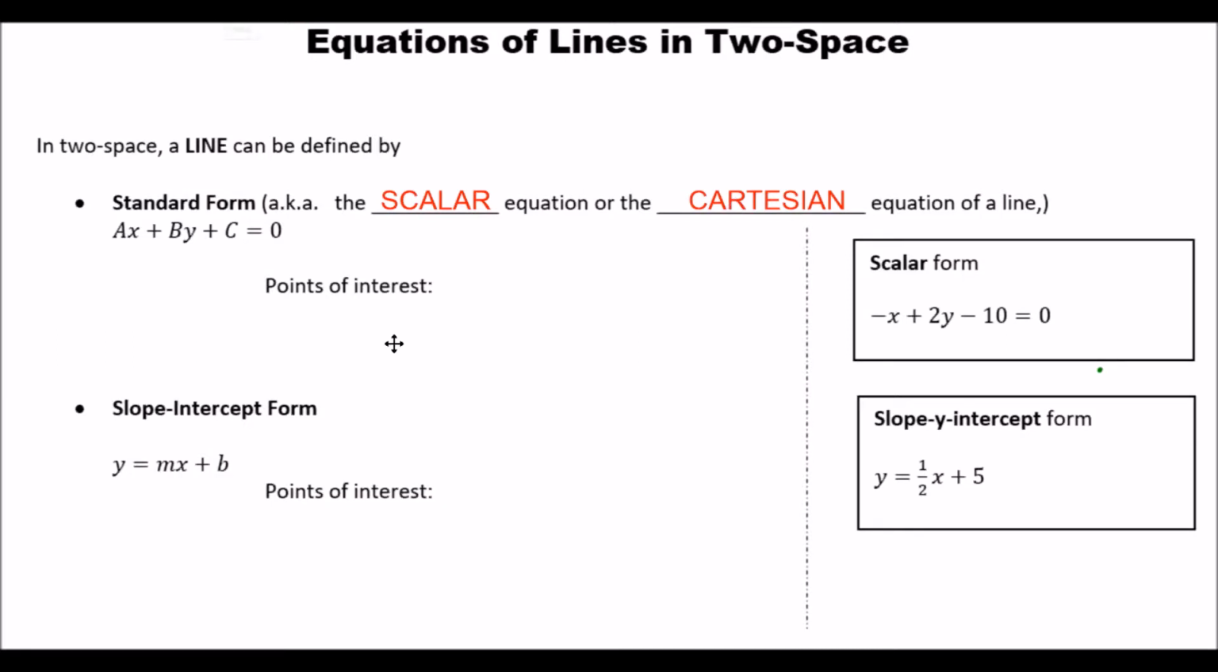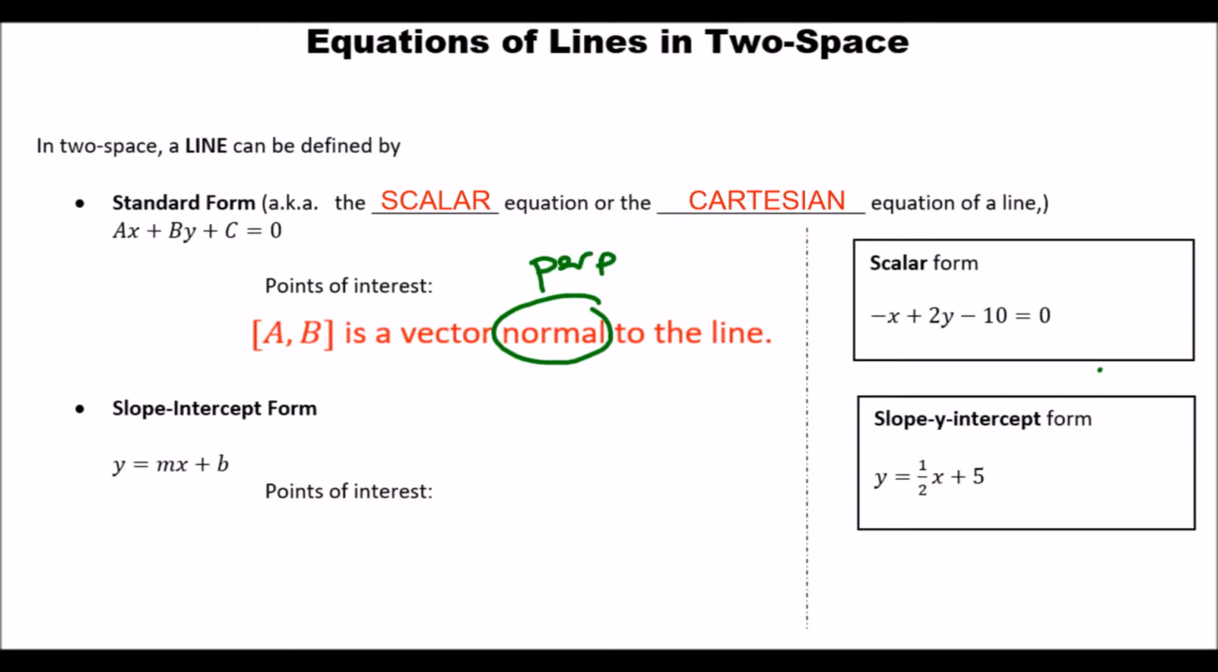This is new though. Point of interest now, this is new to calculus and vectors. AB is the vector normal, and again, normal, what does that mean? That just means that it is perpendicular to the line. So for instance, negative x plus 2y minus 10 is perpendicular to the vector negative 1, 2, just the A and the B value.